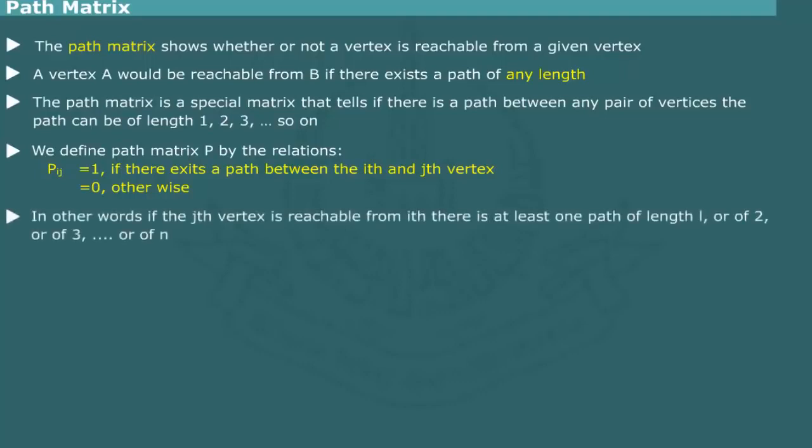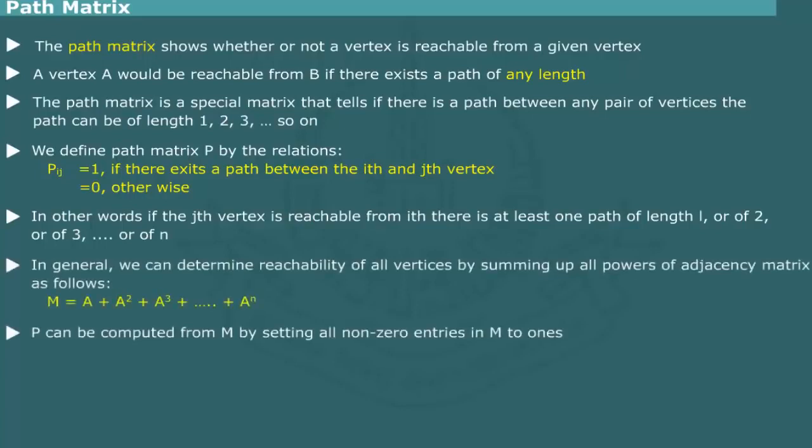If the ith vertex is reachable from the jth vertex, then there must be at least one path of length 1 or of length 2 or length 3 and so on up to n, where n is the number of vertices in a graph. Therefore, we can determine the reachability of all vertices by summing powers of adjacency matrix A as follows, where n is the total number of vertices. The path matrix P can be determined by setting all non-zero elements in M to 1.